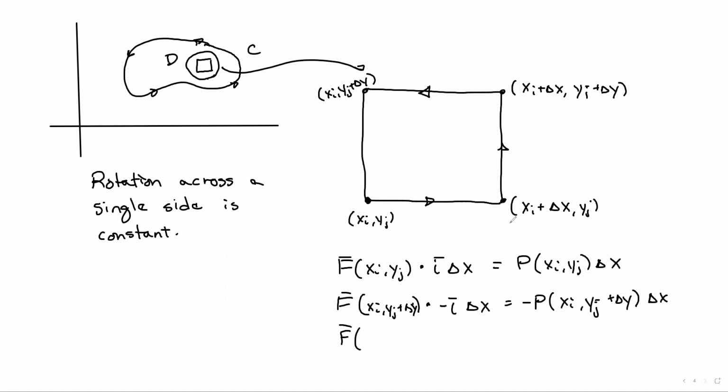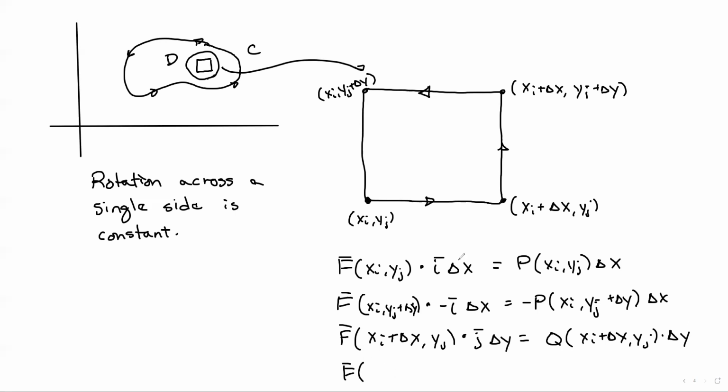So we need this guy. So that's going to be (x sub i plus change in x, y sub j). So we're using this point for that guy, and then we're dotting with, so this direction is j, and then change in y. And if you take f and you dot it with j, then you're not going to get p, you're going to get q. So we're going to get q at (x sub i plus change in x, y sub j), change in y. And then we've got one more here, f.